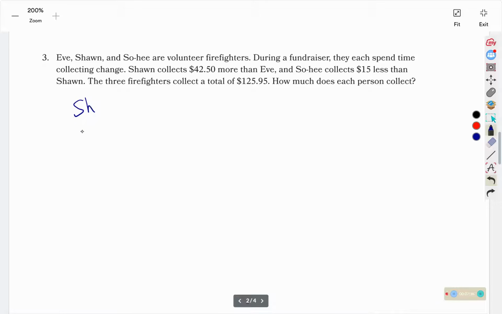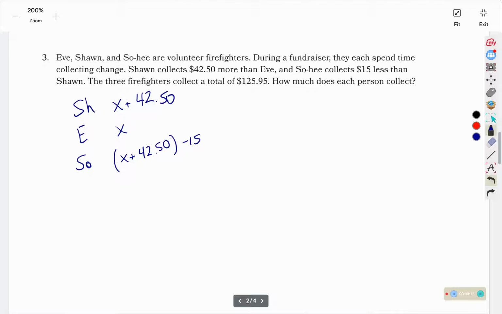So I have Sean, Eve, and Sohi. It says Sean collects $42.50 more than Eve. So I'm going to say Eve has x amount of money. Sean collects $42.50 more than that. So I'm going to take Eve's money and add $42.50 to it. And Sohi collects $15 less than Sean. Well, if Sean's is this amount, then to collect 15 less than that, we can subtract 15.